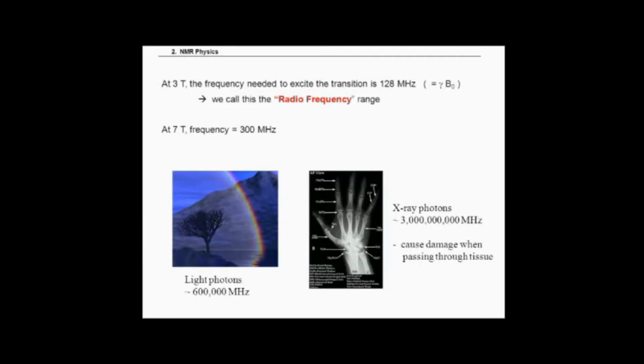At 7 Tesla magnetic field strengths, we're at 300 megahertz. The next jump in field strength is typically 9.4 Tesla, because that corresponds to 400 megahertz. 11.7 Tesla will be 500 megahertz, etc. And you can compare this to light photons, which have much higher energy and much higher frequency, and again X-ray photons, which have so much energy that they would potentially create damage passing through tissue.